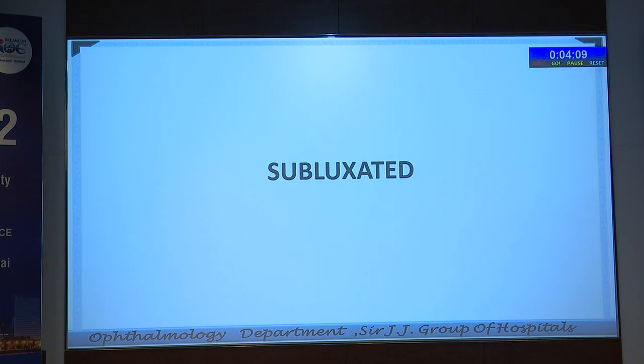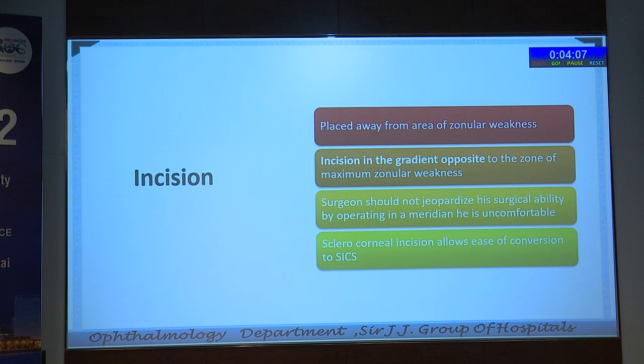Other thing is the subluxated. Now see, the place of this incision is very important whenever you are dealing with the subluxated, because I am dealing with SICS. Place it away from the area of the zonular weakness, incision in the meridian opposite to the zone of maximum zonular weakness. Surgeon should not jeopardize his surgical ability by operating in a meridian where he is uncomfortable.